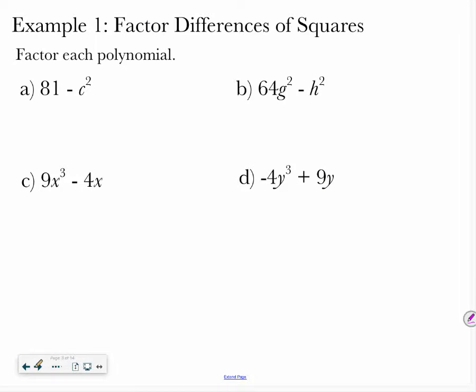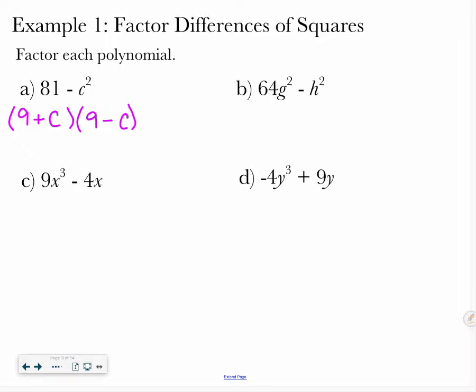Okay, so let's practice factoring the differences of squares. So if we look at our first example, letter A, we have 81 minus c squared. Okay, so remember we're trying to write them as a product of two, one sum, one difference. So we're talking about our difference of squares. What number do I have to multiply by itself in order to get to 81? That would be 9. Okay, so 9 times 9, that's going to give me my 81. And then how do I get a c squared? Well, I know I have to do c times c.